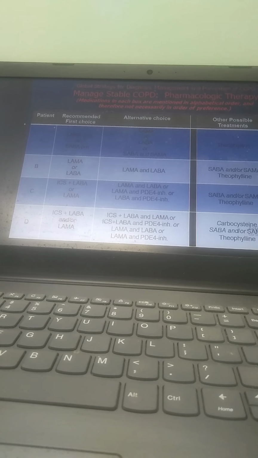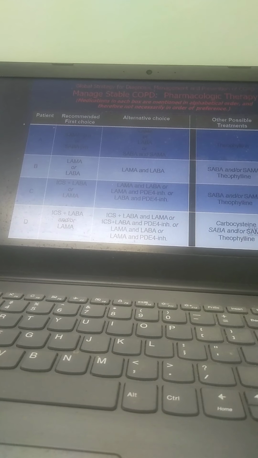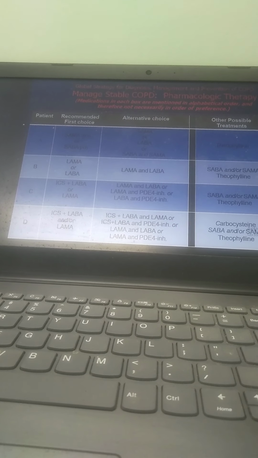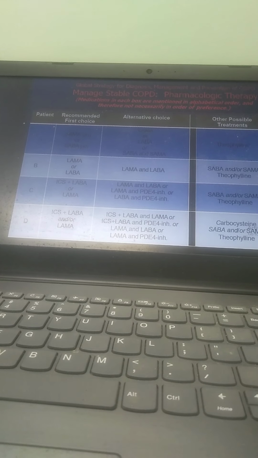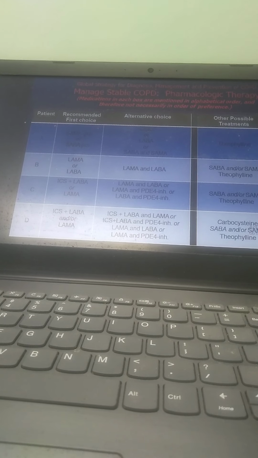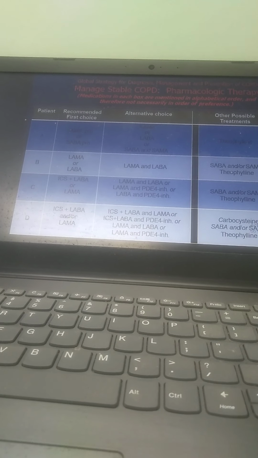Same is the case with LAMA or LABA in the B category, and LAMA and LABA plus. It is or and or in the first thing. LAMA and LABA is the alternative, and then SABA and or SAMA theophylline. So theophylline is there also. These are the other possible treatments.